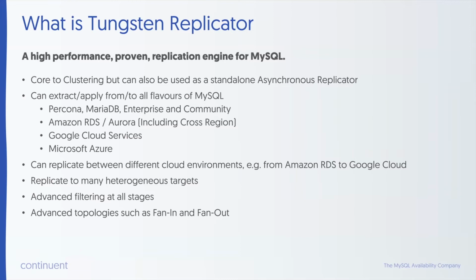Now, obviously, we can extract and apply from and to all flavors of MySQL. So that's Percona, MariaDB, Enterprise, Community Edition. We can extract as well and apply into Amazon RDS Aurora. We can work with Google Cloud Services, and we can work with Microsoft Azure. We can replicate between different cloud environments as well. So you could have your source on Amazon RDS, for example, and your target on Google Cloud, and that's absolutely fine, and we can do that. We also have the ability to replicate to many heterogeneous targets, and I'll talk about that on a later slide, the various different targets that we can work with. We also have advanced filtering within the replicator.